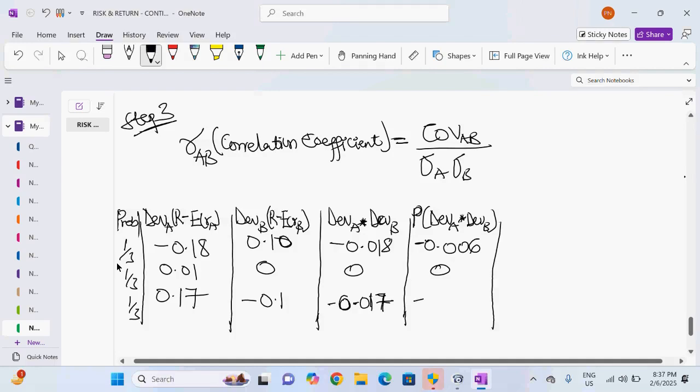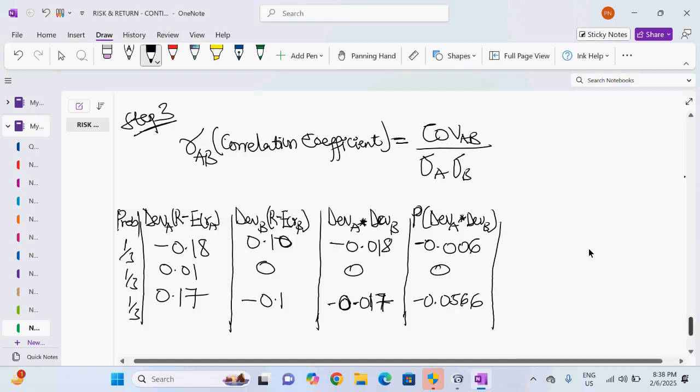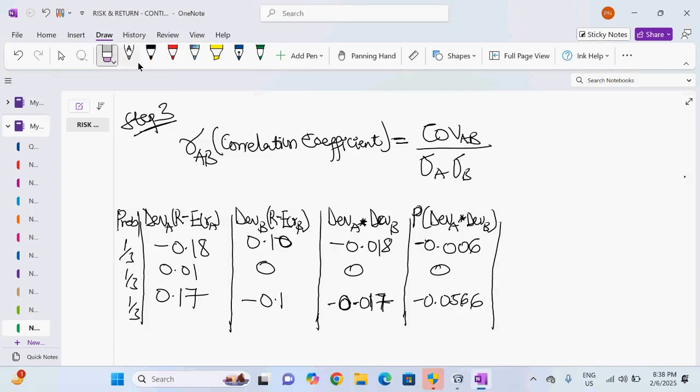And then this is what? Negative 0.0566. Is that negative? Yes. Negative 0.0057.